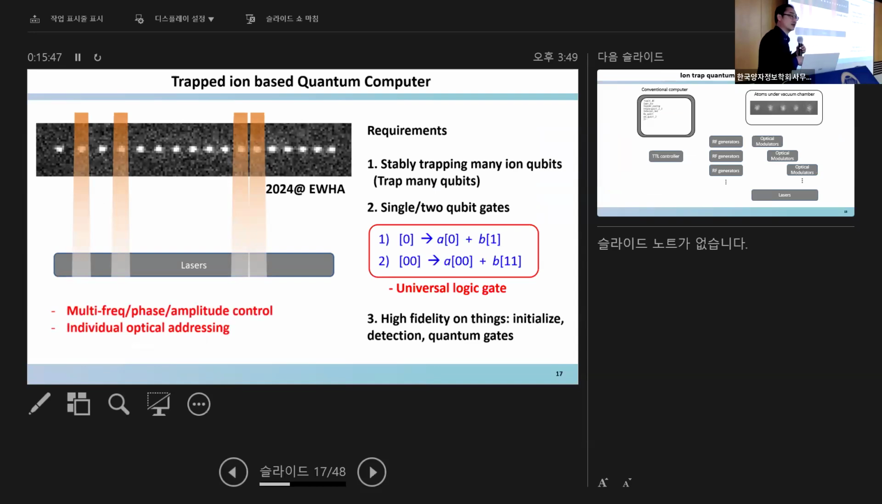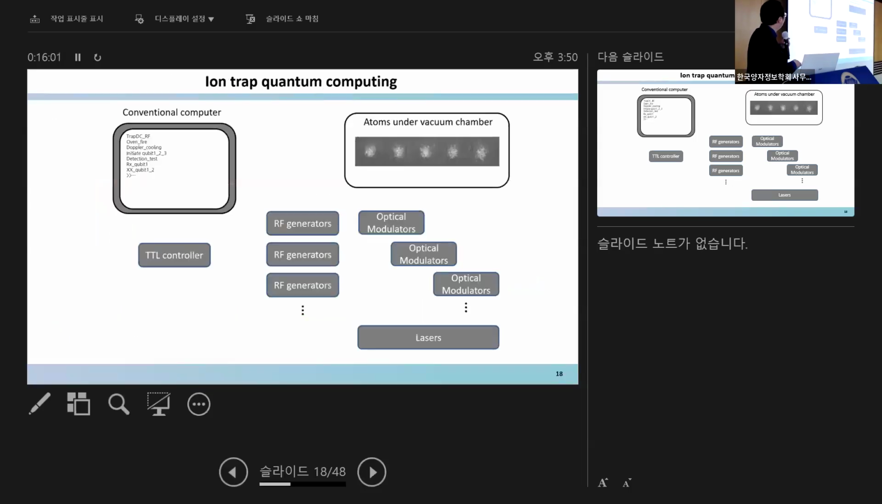With very high fidelities, right? And also you have to be good at initialization, detection, and quantum gates and everything. To do so, we have to do a multi-frequency phase and amplitude control. We usually use the AWG, arbitrary waveform generator.